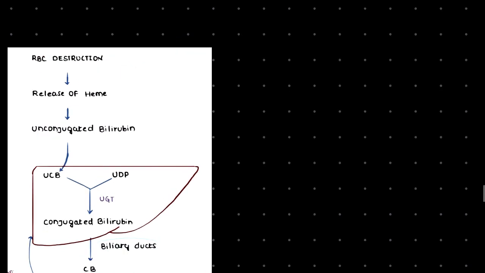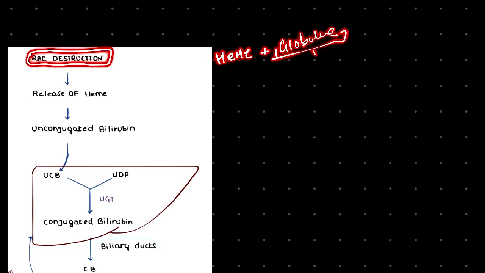Now, on RBC being destroyed, there are two things: one is heme and another is globulin. The globulin will be taken up by splenic macrophages, and the remaining portion is our heme. What will happen to this heme? This heme will be converted into biliverdin with the help of heme oxygenase.